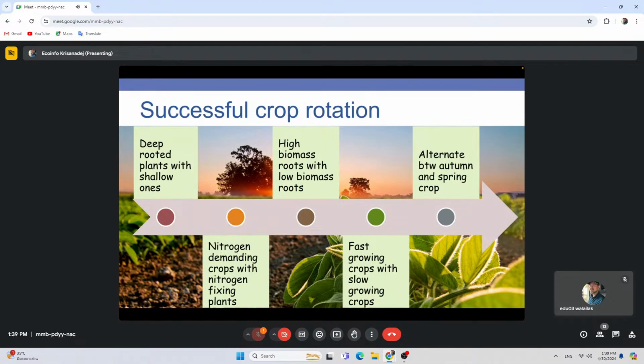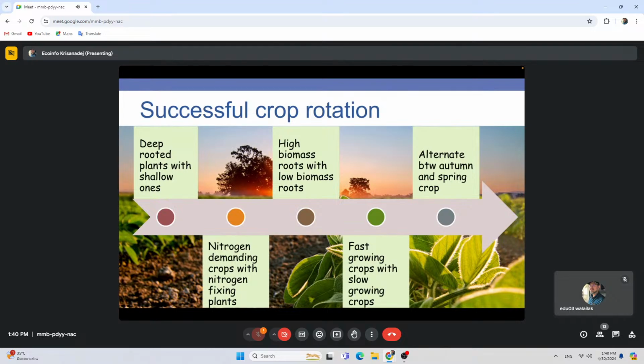The key to success of crop rotation: you could do deep root, and then next year a shallow one. So you alternate between years. This year I will tap on nutrients down below. Next year I will use the nutrients in the topsoil. Alternate years. Or you could do a combination like this: a nitrogen demanding crop, and then you put in the legume, put the nitrogen back, the year after that.